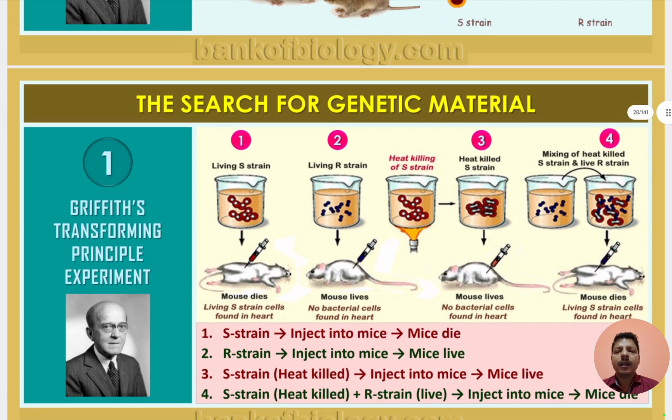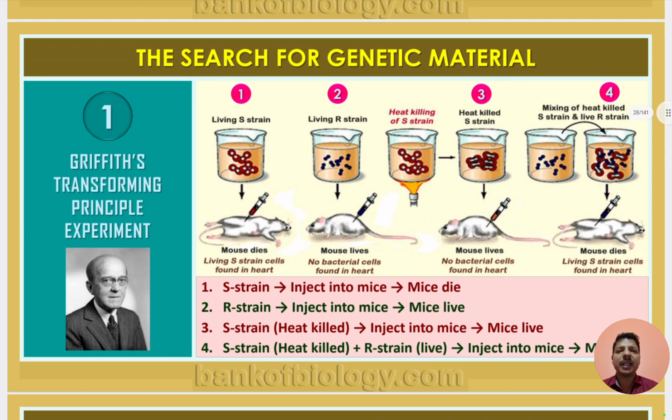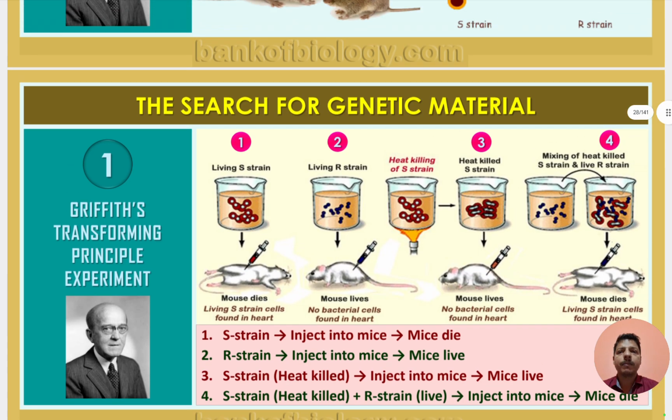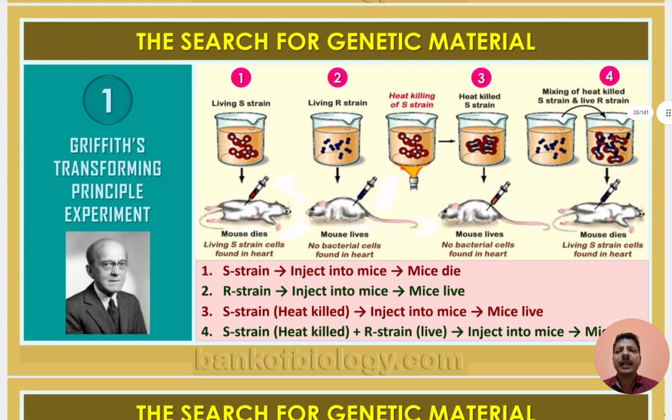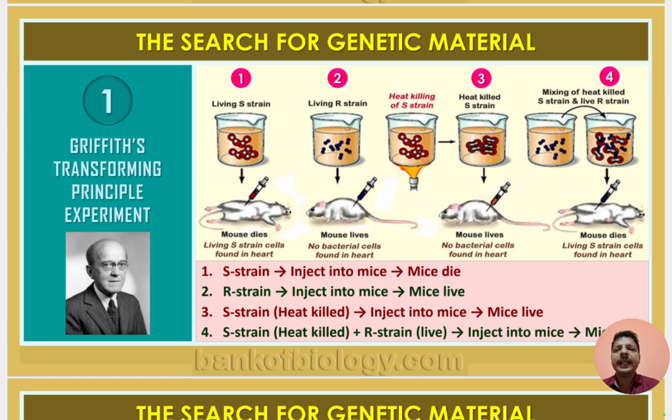So Griffith did some experiments to find out which one is the genetic material, because many scientists said that protein is the genetic material, some said RNA is the genetic material, and some said DNA is the genetic material. So to find out which one is the genetic material, the first experiment was done by Frederick Griffith. As you can see, first of all he took live smooth strain, which causes pneumonia, and directly injected it into the mice, and the mice die.